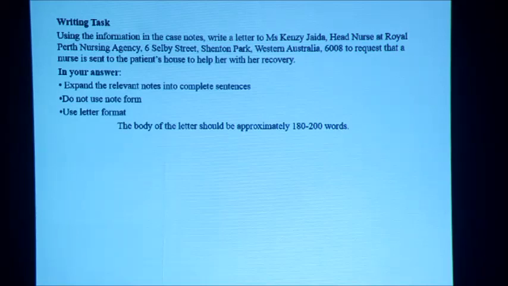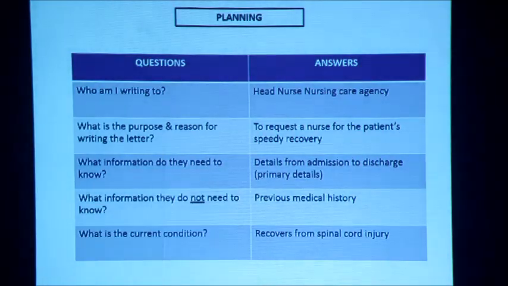From the writing task we get the address to whom we need to write, and the concerned person is Kenzie Jada, and what you need to write is a request. The purpose is actually requesting a nurse for the patient's personal care, which would easily help her recovery. So this is what you will understand from the case note. Now I have shown you the first one and a number of questions. So once we get those questions, who am I writing to?